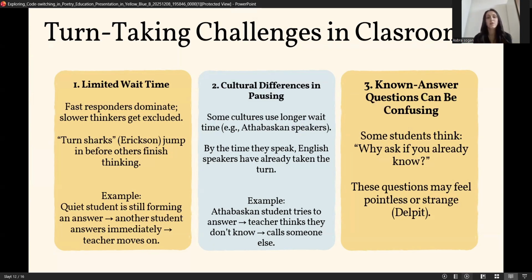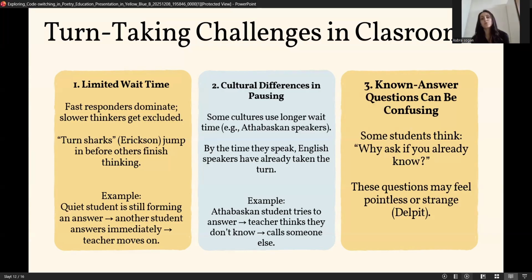And the second is cultural differences in pausing. Some cultures use longer wait time. By the time they speak, English speakers have already taken the turn. And the example is an Athabaskan student tries to answer, teacher thinks they don't know and calls someone else.